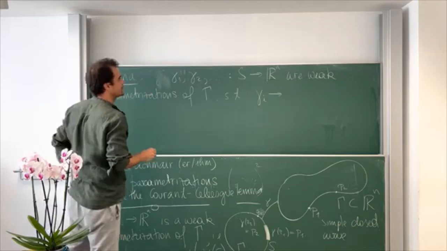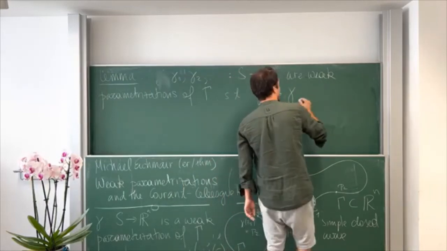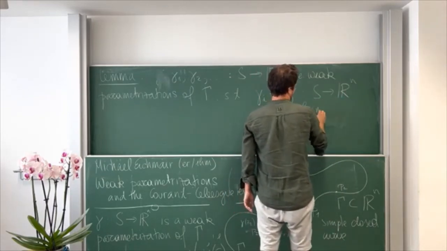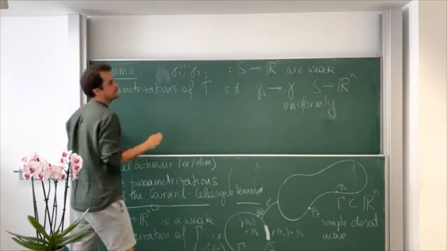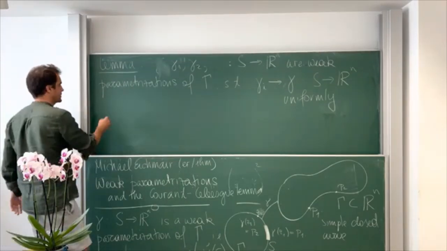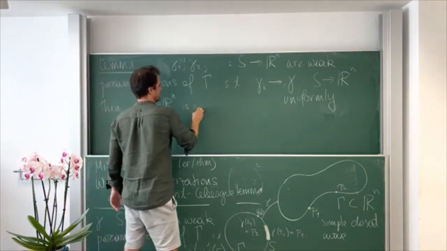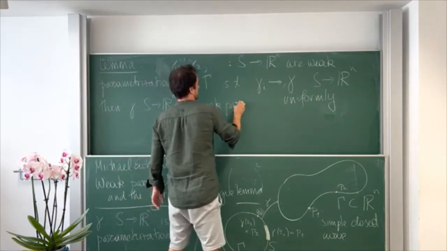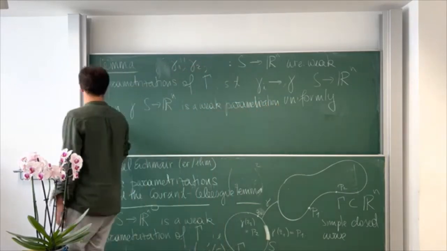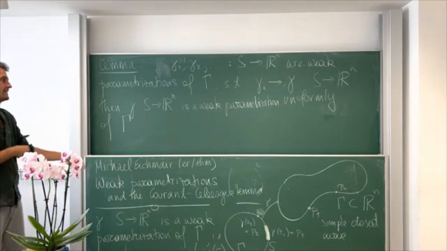So these are weak parametrizations of gamma such that gamma i converges to some gamma from S to Rn uniformly. And then the statement of the lemma is that this limiting gamma is also a weak parametrization. It's cute, it's not surprising, it's a nice exercise.